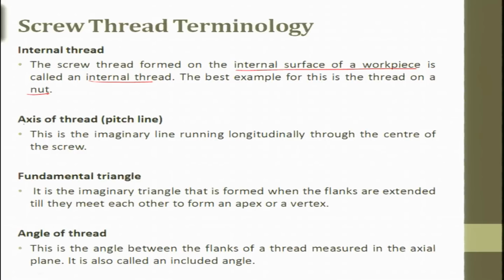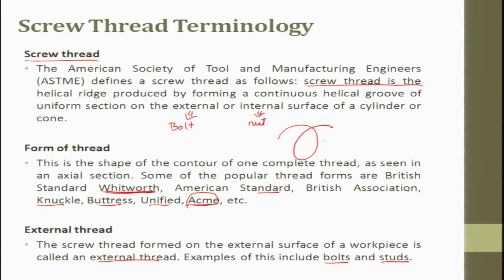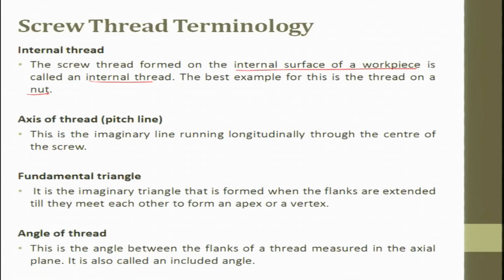Okay. What is the axis of the thread? It is otherwise called the pitch line. If you go back and see the definition, pitch line. So, the axis of the thread is called the pitch line. It is the imaginary line running longitudinally through the center of the thread, called the axis of thread, which is nothing but the pitch line.